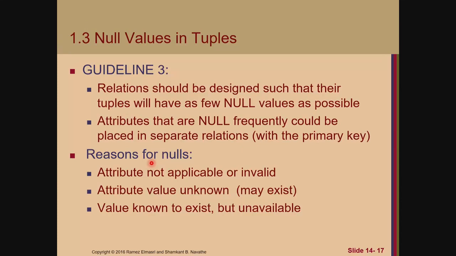Next is null values in tuples. Guideline number 3: relations should be designed such that the tuples will have as few null values as possible. Reduce the number of null values inside the relation. Attributes that are null frequently could be placed in a separate relation. You have to separate them. If you have a lot of nulls, you can separate them to another table. Reasons for null: attribute not applicable or invalid for that field of the data, or attribute value unknown, and also value does not exist. Value known to exist but unavailable. Okay, so there are a lot of reasons that a value becomes null. If you can see that the value might be null a lot, you can separate the data into other tables to reduce the number of nulls.